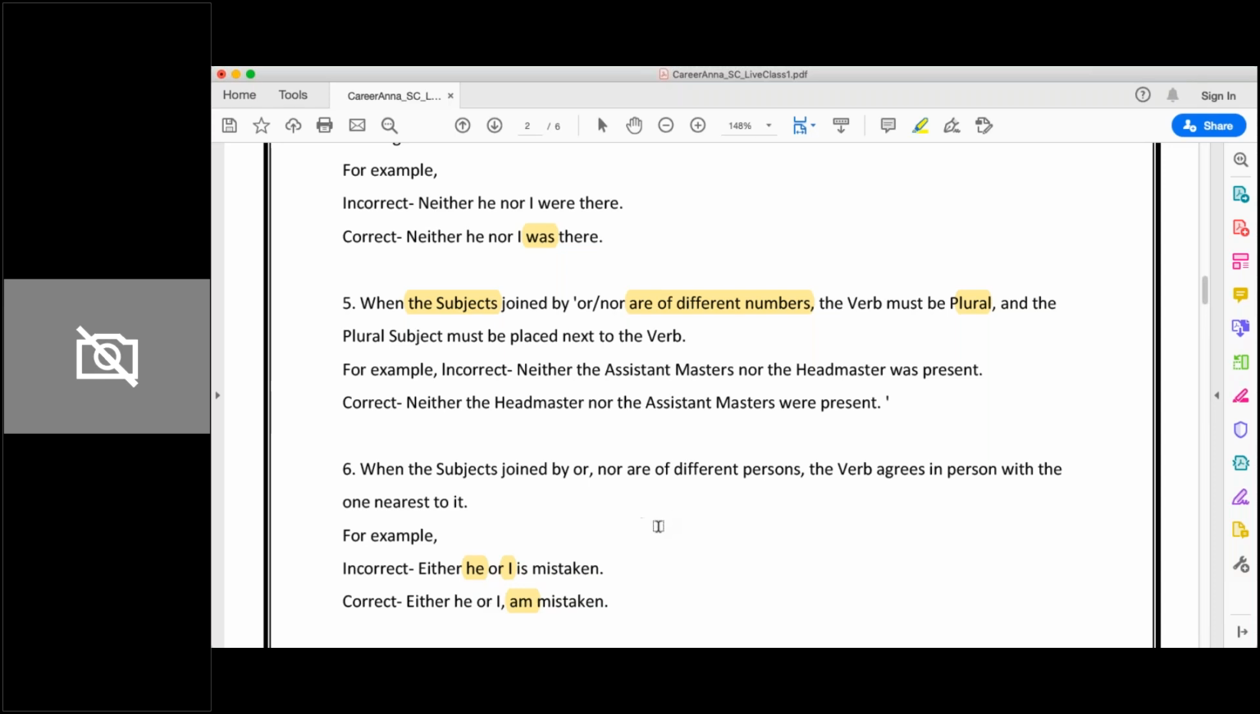Perfect. And I believe this is not something which is very difficult to remember. These are very basic things. As we practice more questions and analyze them, we would be able to remember these rules very easily.